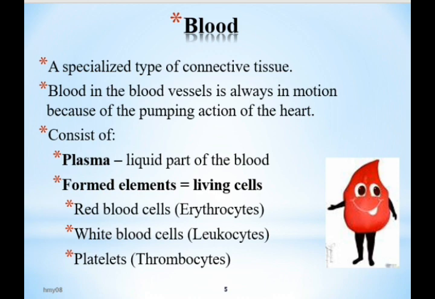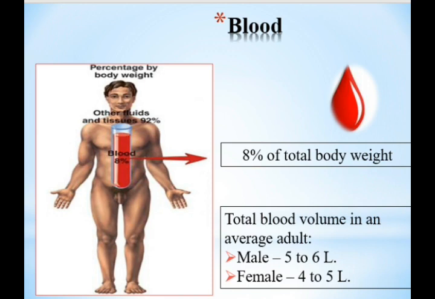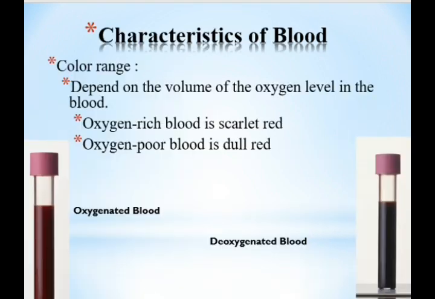Okay, so blood consists of plasma, which is the liquid part of the blood, and formed elements. These are living cells: red blood cells, or erythrocytes, white blood cells, or leukocytes, and also platelets, called thrombocytes. Blood is 8% of your total body weight. Let's say that you're 100 kg, 8 kg would just be blood alone. Total blood volume in an average adult will be 5 to 6 liters, and female will be a little bit less, 4 to 5 liters.